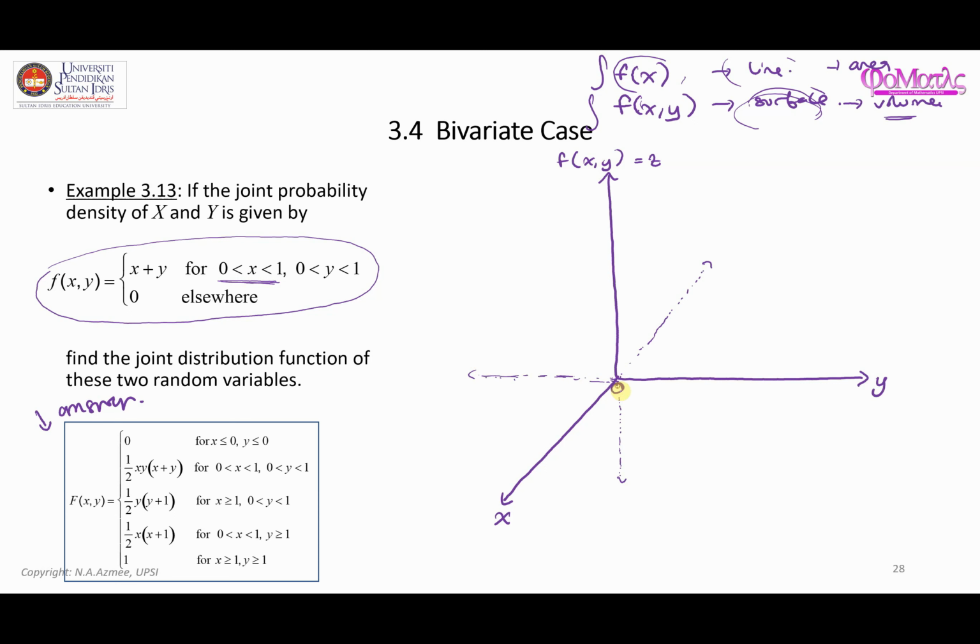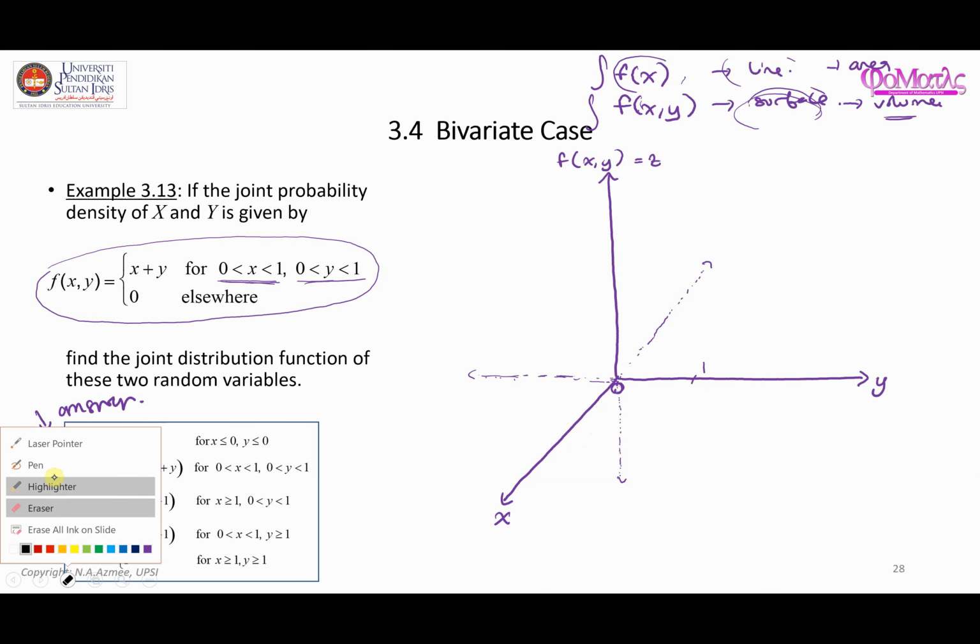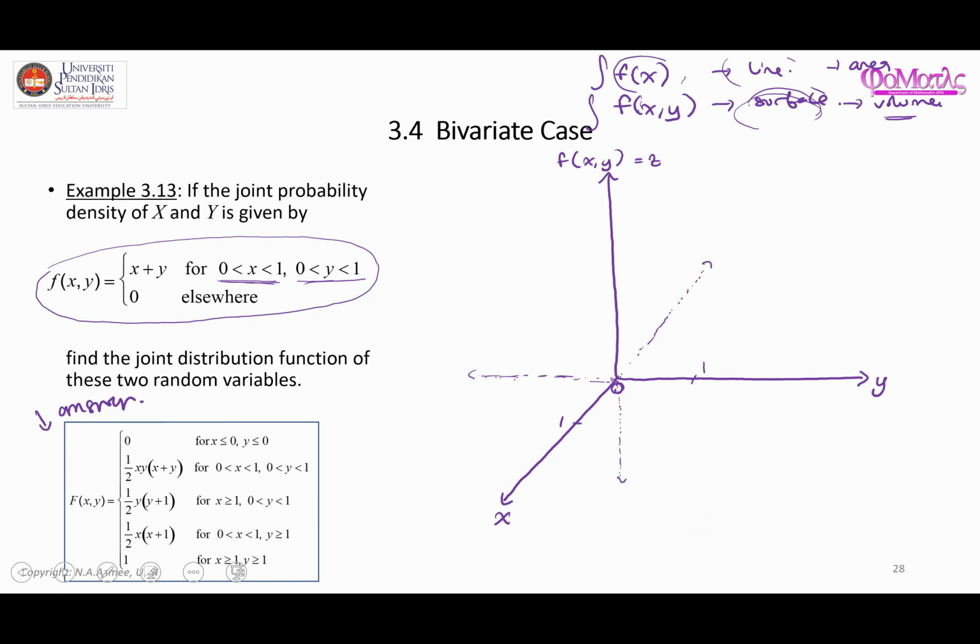We know that this is at point 0. So the range of x that we need to consider is between 0 and 1, so 1 may be somewhere here. And y may be somewhere here, so y is also between 0 and 1. Hang on, maybe, roughly, maybe here. 1. Alright, so that's what's going on.